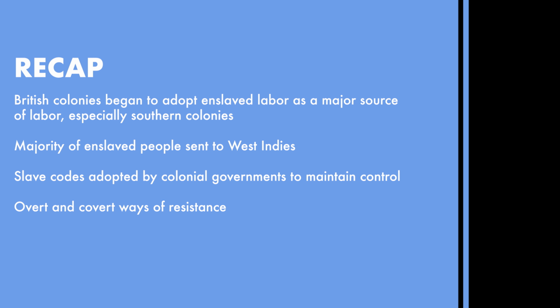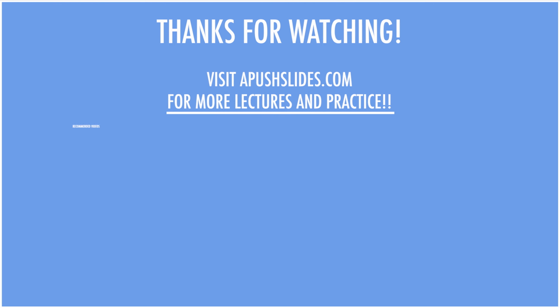All right, here is your recap of everything that we've talked about. The British colonies began to adopt enslaved labor as a major source of labor, especially the southern colonies. The majority of enslaved people were sent to the West Indies. Slave codes were adopted by colonial governments to maintain control. These are the effects of the colonies turning to enslaved labor. And finally, different ways in which the enslaved people dealt with slavery, the overt and the covert ways that they resisted their enslavement.